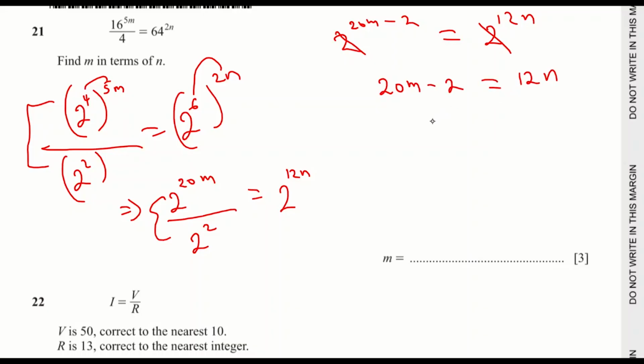Okay, so I want to write m in terms of n. That means I have to make m the subject of the formula. So I need to take this to the other side. You may want to reduce this by 2 because 2 is actually common to all the numbers here, so you are pretty good.